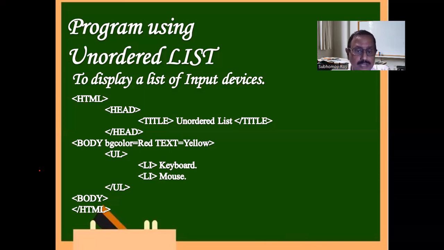That means keyboard, that is the list item. Next list item is mouse. And then once the list is over, we are closing UL tag with /UL. This is the closing UL tag.